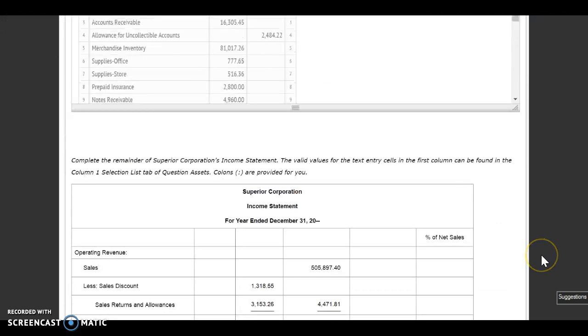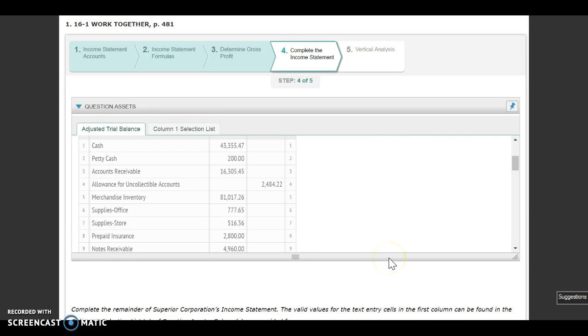Step 4 then says that we are going to complete the remainder of Superior Corporation's income statement. Okay, people keep on coming in the room and then I have to pause, sorry.